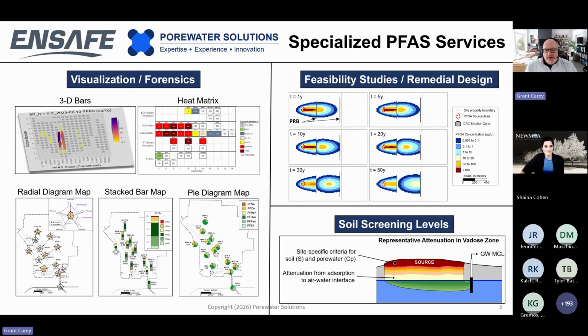And one other thing I wanted to point out is recently Porewater Solutions has teamed with NSAFE, where we have specialized tools and experts between our different groups. And we found there's a lot of synergy to work on NSAFE projects and Porewater Solutions projects, where we're really focusing more on visualization of PFAS, using specialized modeling tools to evaluate remedies, feasibility studies, and even looking at site-specific soil screening levels with modeling tools and data analysis tools. So that's something that's just been recent, but it's something I'm really looking forward to working with NSAFE on.